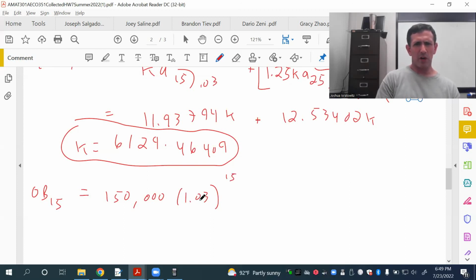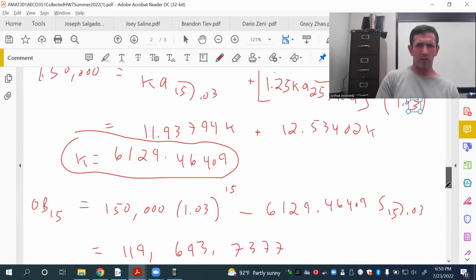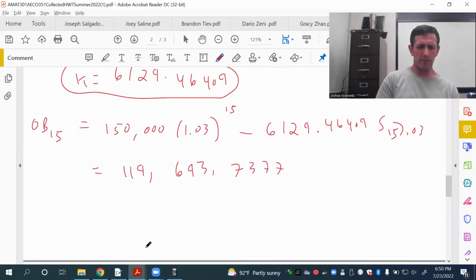All right, anyway, so 150,000 times 1.03. So I do have constant interest and constant payments for the first 15 years. So I'm going to use this formula. I'm allowed to use this formula. Kind of the other one, 46409. So it's s_15 at 0.03, and this is going to be 119,693.7377. All right, so I do a loan reset.